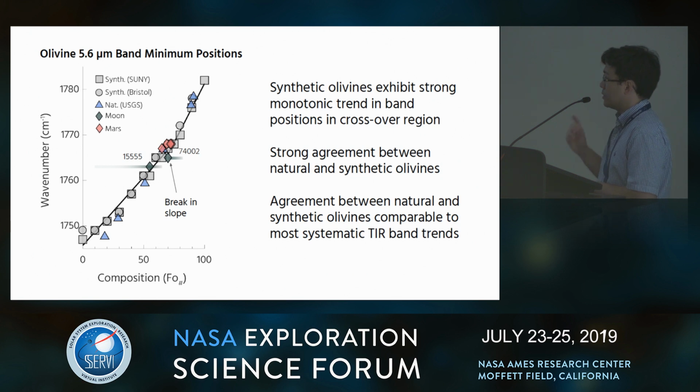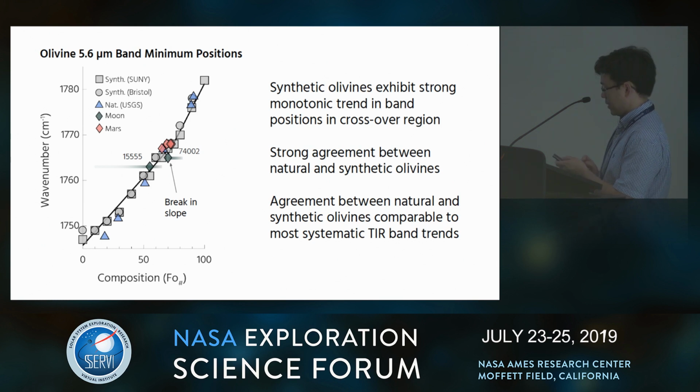And so we can observe a couple of things. First, when we plot the data up in this space, there is still this strong systematic relationship that is also monotonic between magnesium number or iron composition and the band position of the 5.6 band.